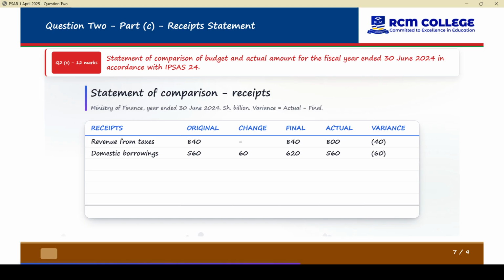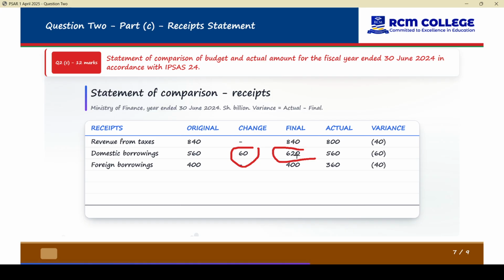Then, if you look at domestic, we started with an original figure of 560. Then we were told there was an additional adjustment of 60. Now we add 60 plus 560, we get 620. Let me draw over it. So we add this plus this. So 560 plus 60 will give us 620. So 620 minus 560, the variance is 60.